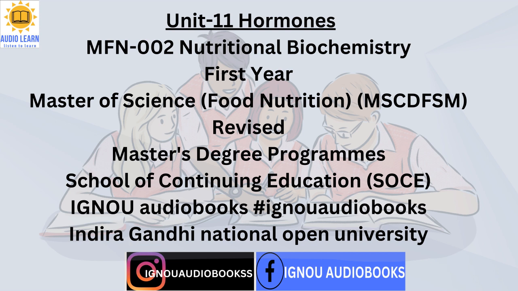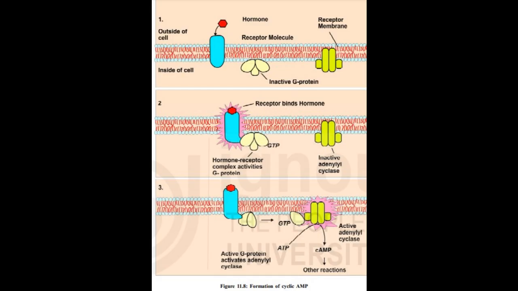Table 11.3, Subclassification of Group 2A hormones. Hormones that stimulate adenylyl cyclase, Hs: glucagon, calcitonin, parathyroid hormone, beta-adrenergic catecholamines, thyroid-stimulating hormone, TSH, antidiuretic hormone, ADH, adrenocorticotropic hormone, ACTH, human chorionic gonadotropin, hCG. Hormones that inhibit adenylyl cyclase, Hi: acetylcholine, alpha-2 adrenergic catecholamines. Figure 11.8, formation of cyclic AMP.